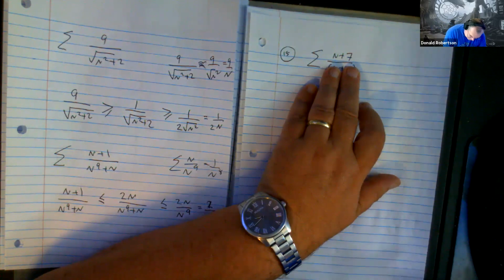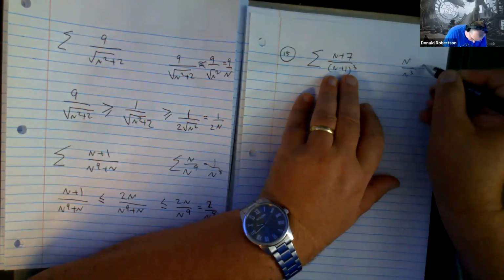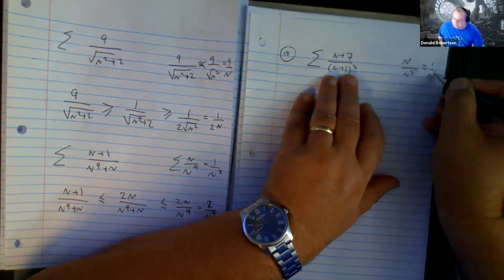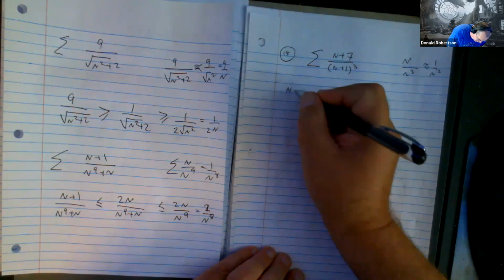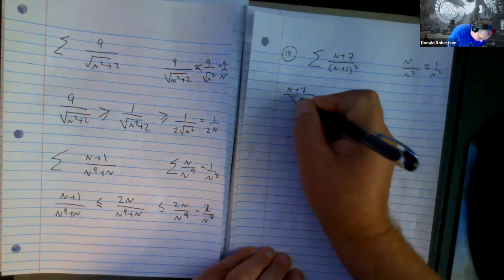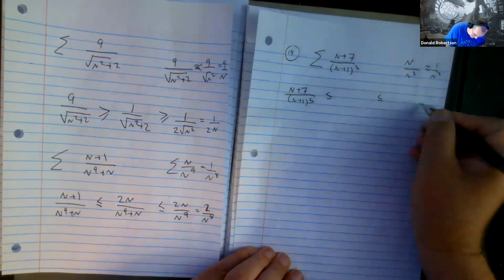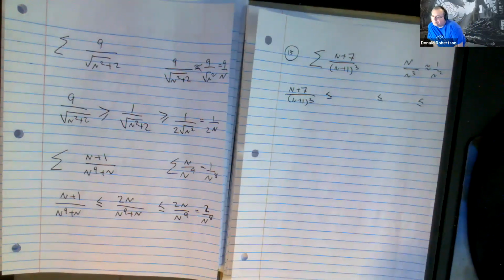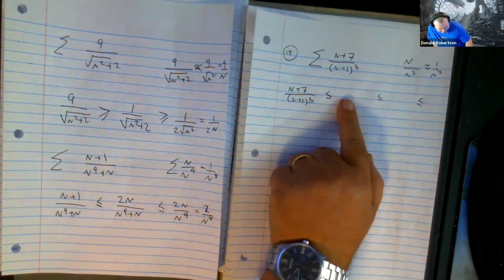Would you agree that guy is an n over an n cubed? So it behaves like that guy. That just tells me that it's a p-series that converges. So if I know this fella is going to converge, don't I want a whole sequence of ones that look like that? Now that means that this guy is bigger than that one.